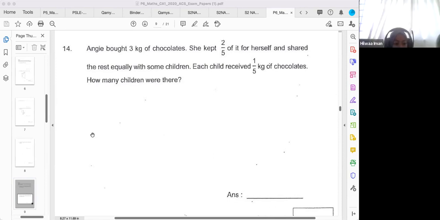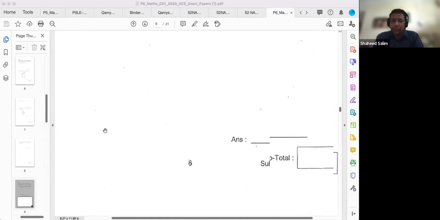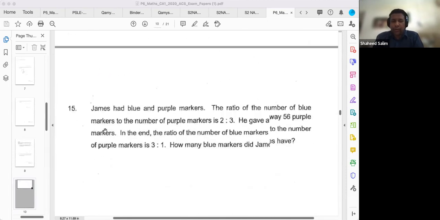How many children were there? Yes, 9. Wow. Okay. Explain to me what you do. Tell me step by step what you do. 3 kg divided by 5. Okay. And then 0.6. Okay. And then times by 3, is it? Then divided by 1 out of 5. Well done. Congratulations. Very good. You're quite all right.